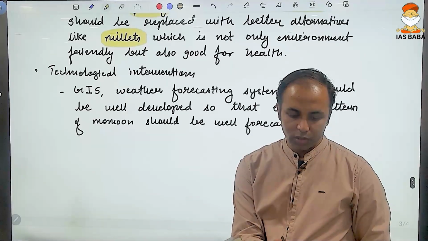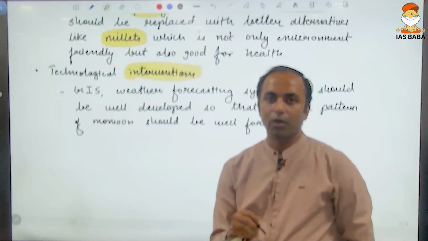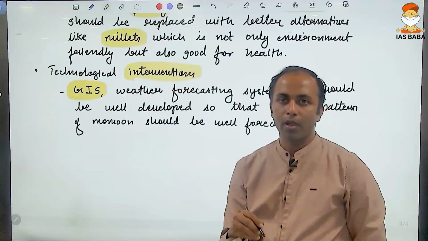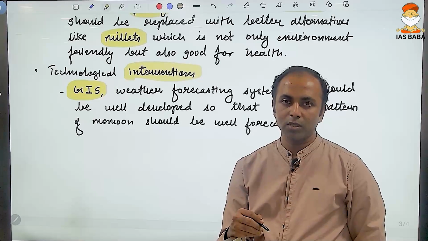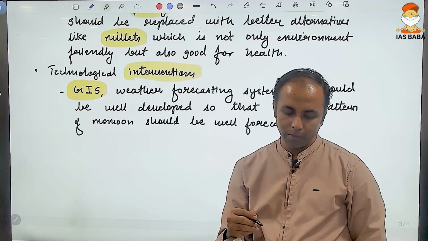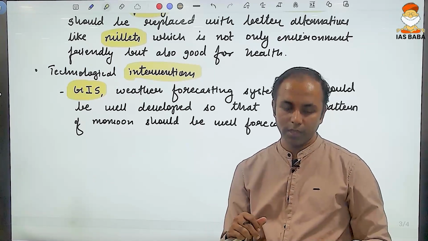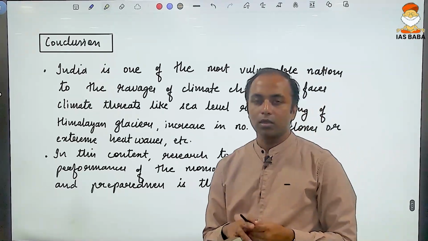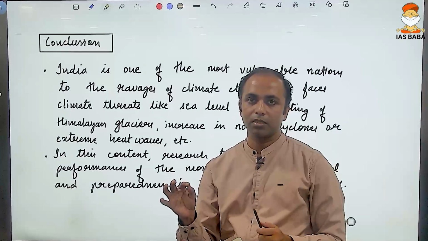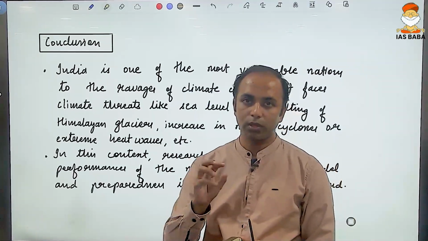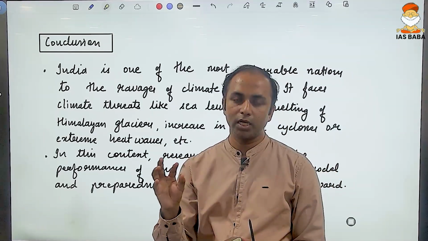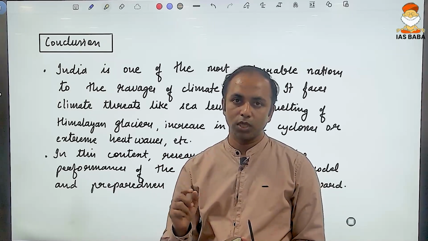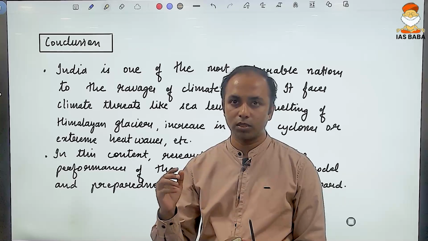Technological interventions have to be done, that is better weather forecasting system, GIS technology should be adopted for better weather forecasting so that we are well prepared with respect to the variability of the monsoon. And ultimately, since the present reason for the variability of the monsoon is the last 150 years of the greenhouse gas emission, there can be two solutions. One is a short-term solution, one is a longer term.